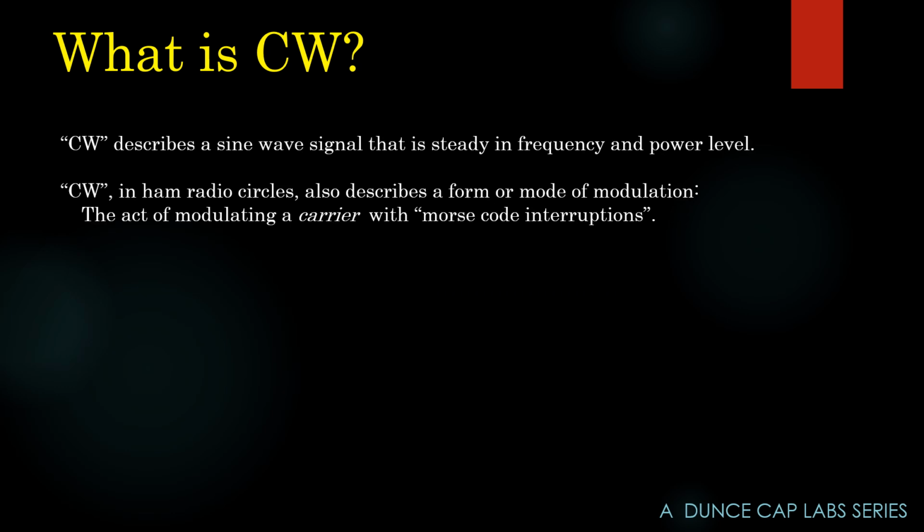And one last point: when I'm interrupting that carrier wave with Morse code dits and dahs, I'm technically modulating the carrier by turning it on and off. Now you might think, well, that's just turning it on and off. Well, it is, but remember, modulation is any form of putting information on the CW carrier. So CW, as in Morse code CW in ham radio, is considered modulation.